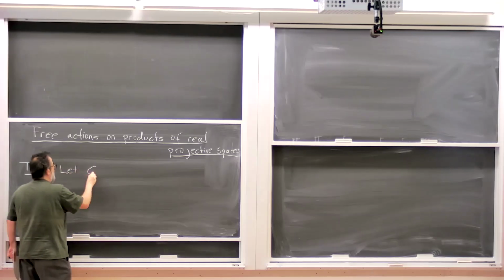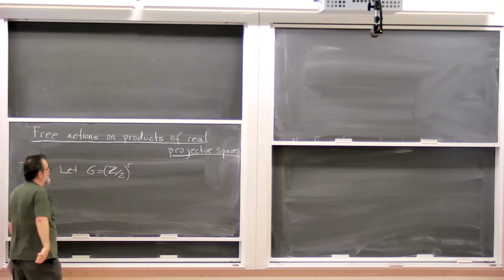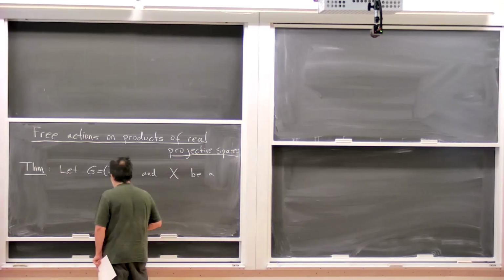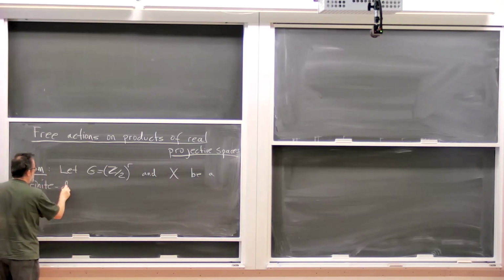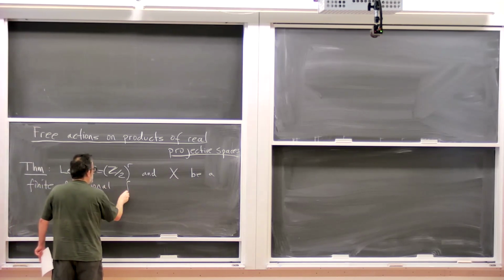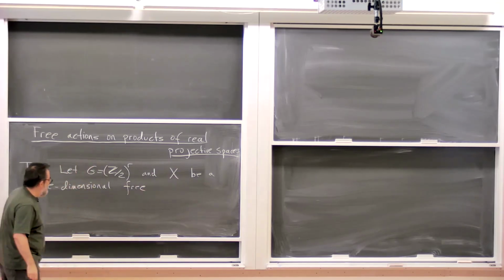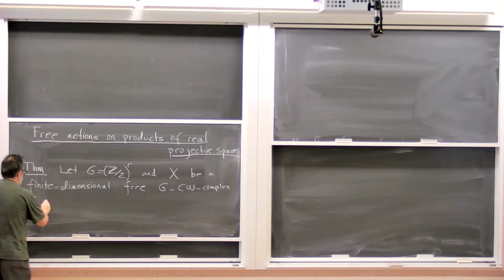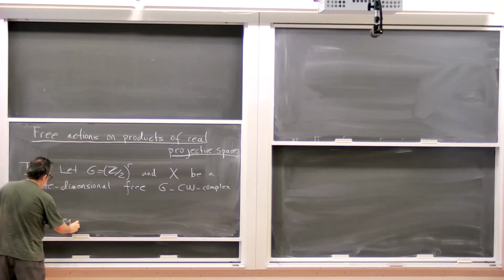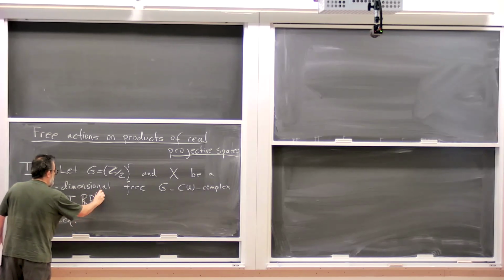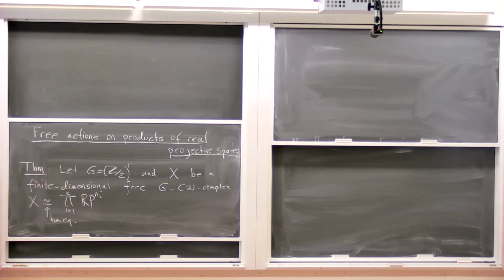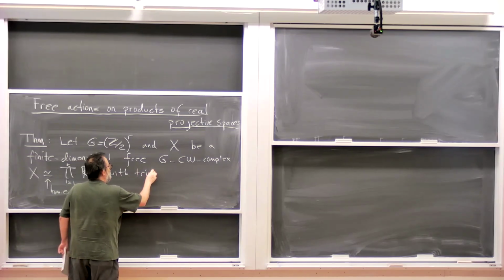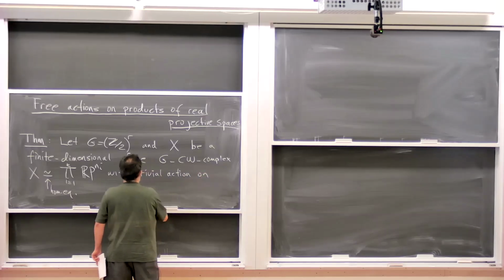So the theorem says that if you have an elementary abelian 2-group, C2^r, and if you have a finite dimensional free (free means, I'll tell you what it means) G-CW complex X homotopy equivalent to a product of real projective spaces, k-many of them with different dimensions, with trivial action on mod 2 homology.